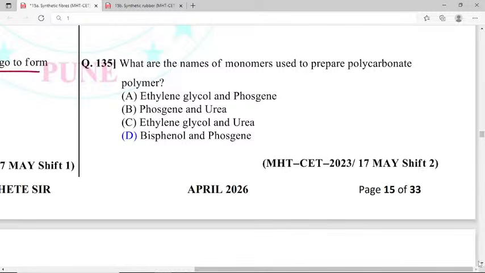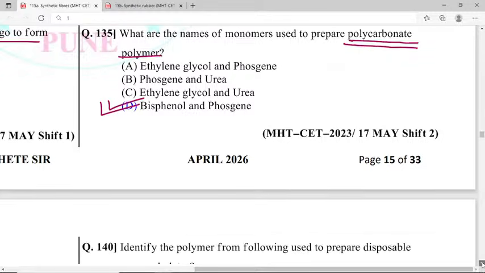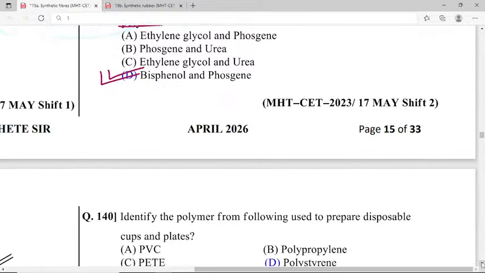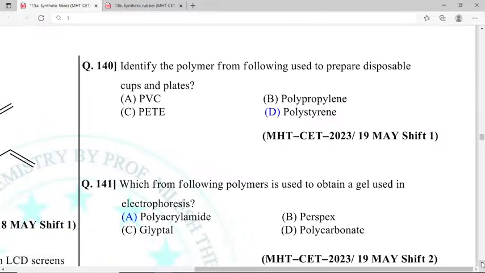What are the names of monomers used to prepare the polycarbonate polymer? Very easy. Bisphenol and phosgene. At the end of the chapter there is a table, and in that table a polymer and the list of the monomers is written.